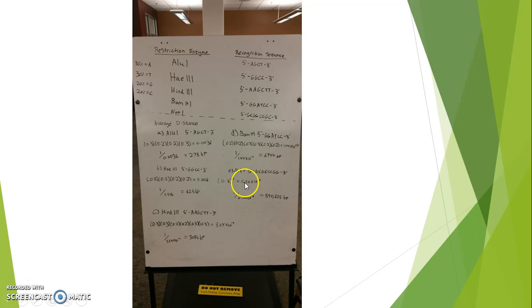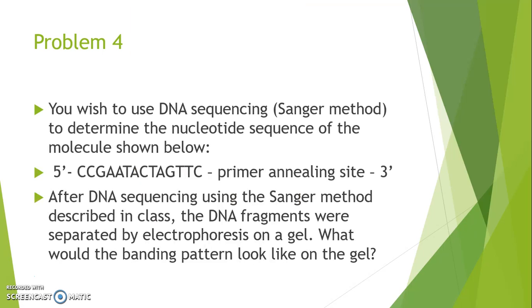And then for the NotI site, follow the same format to get 2.56 times 10 to the negative 6. Take 1 over that, and you have 390,625 base pairs. For problem 4, we use DNA sequencing to determine the nucleotide sequence of the molecule shown below.